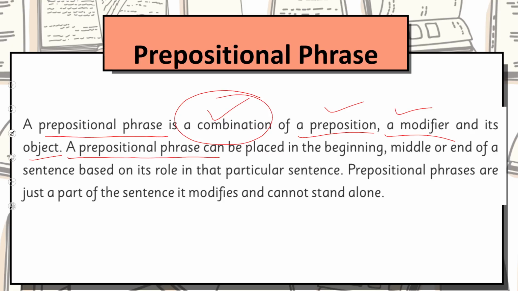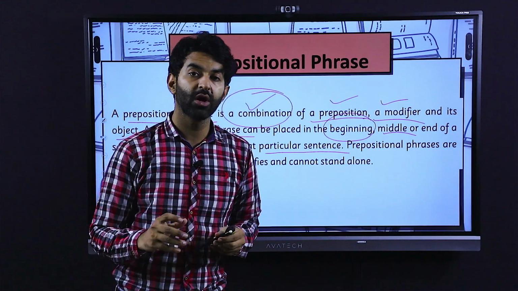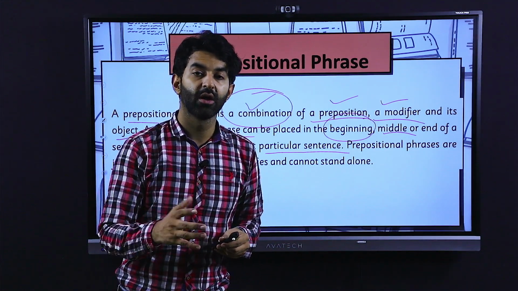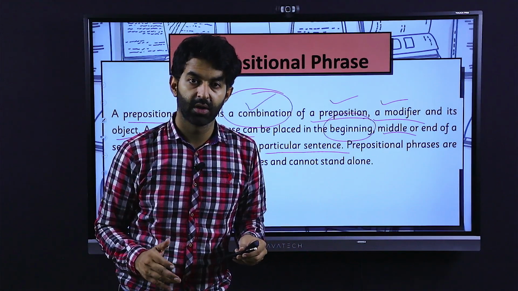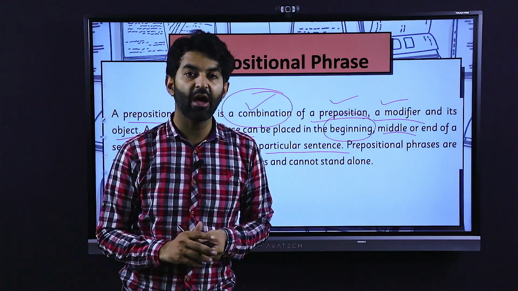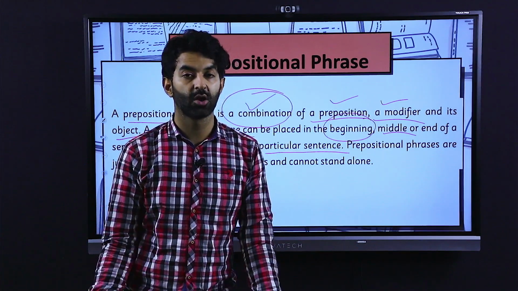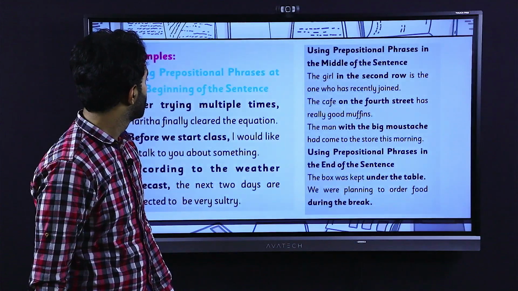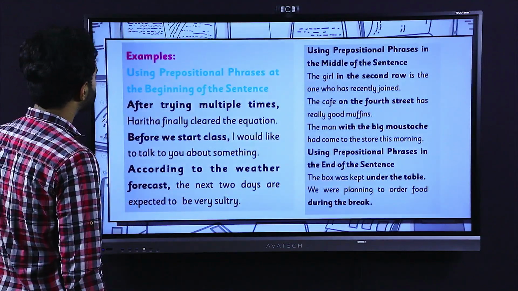A prepositional phrase can be placed in the beginning, middle, or end. They can be positioned at any of the three positions of the sentence based on their role in that particular sentence. Prepositional phrases are just a part of the sentence. They modify, and they cannot stand on their own. You have to use them. The words of, in, for, they can't stand on their own. Inside, outside, besides, you have to use them with other parts of speech in order to make sense.